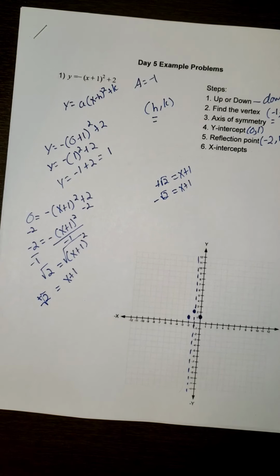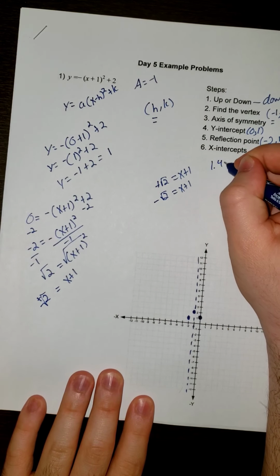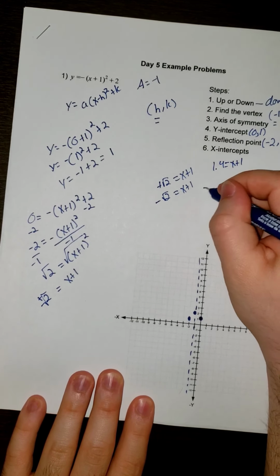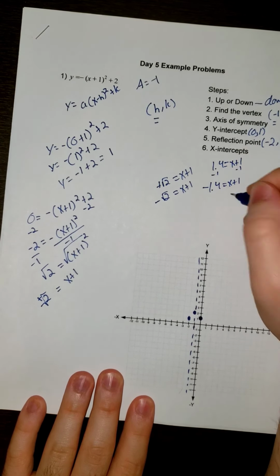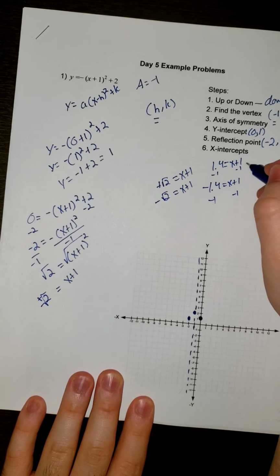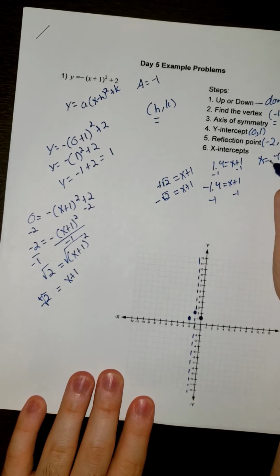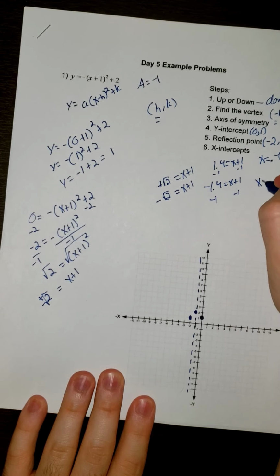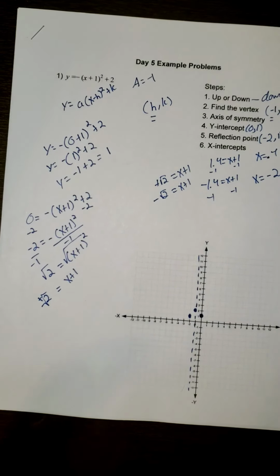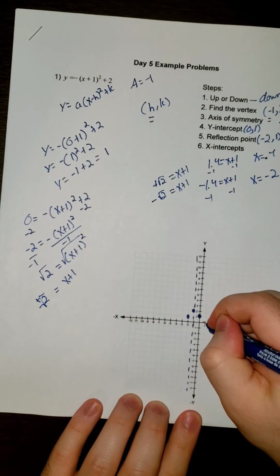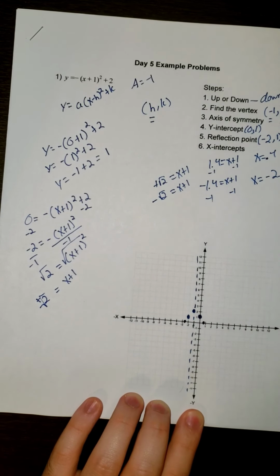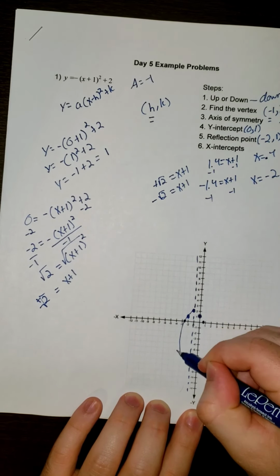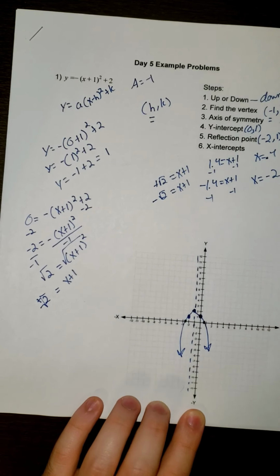So the square root of 2 is 1.4. So 1.4 equals x plus 1, and -1.4 equals x plus 1. In both of these, you're subtracting 1. So on this side, you get x equals 0.4, and for this bottom one, you get x equals negative 2.4. So those are your x-intercepts. One would be right here at 0.4. The other one would be right there at negative 2.4. And there would be your parabola.